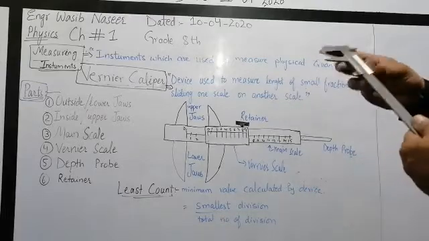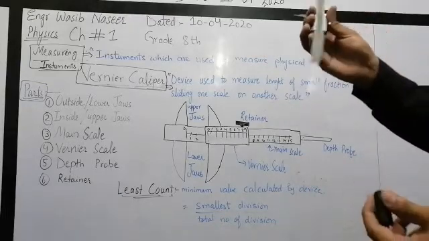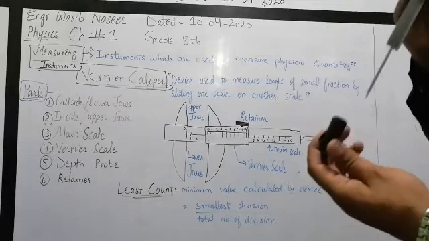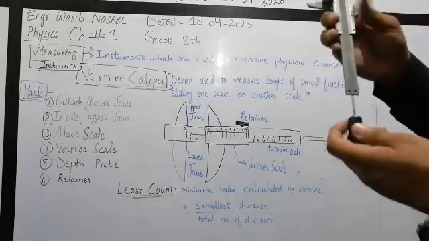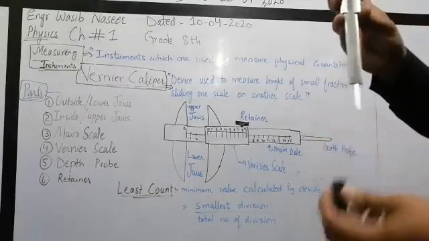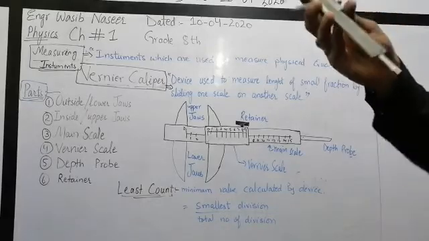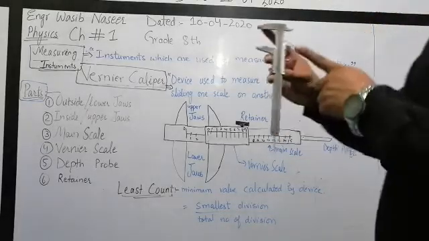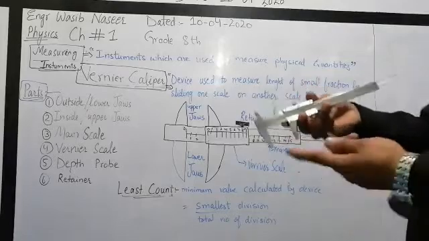Then there is a depth probe. You see that there is a needle which comes out of the Vernier caliper. I don't know how deep the cap is, so I will put the needle in it, and this is the length which shows the depth of the cap. From this place I can measure the values.